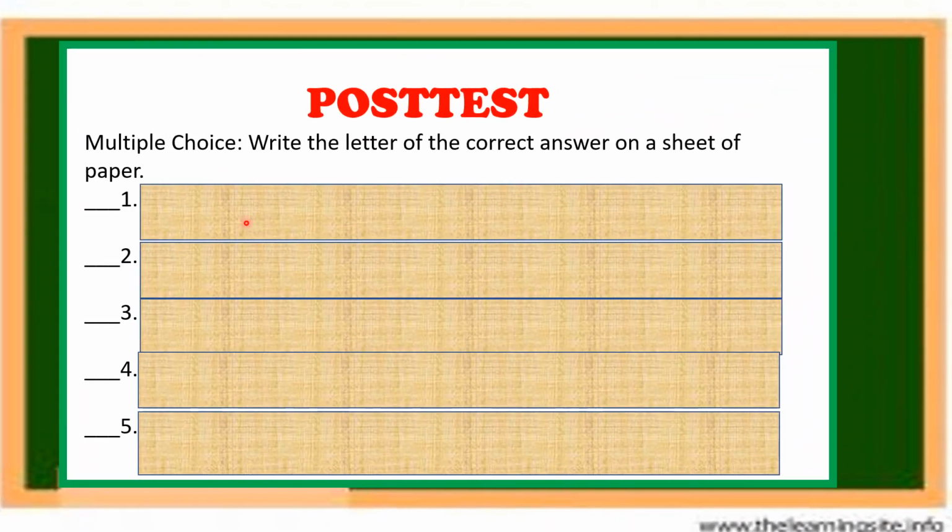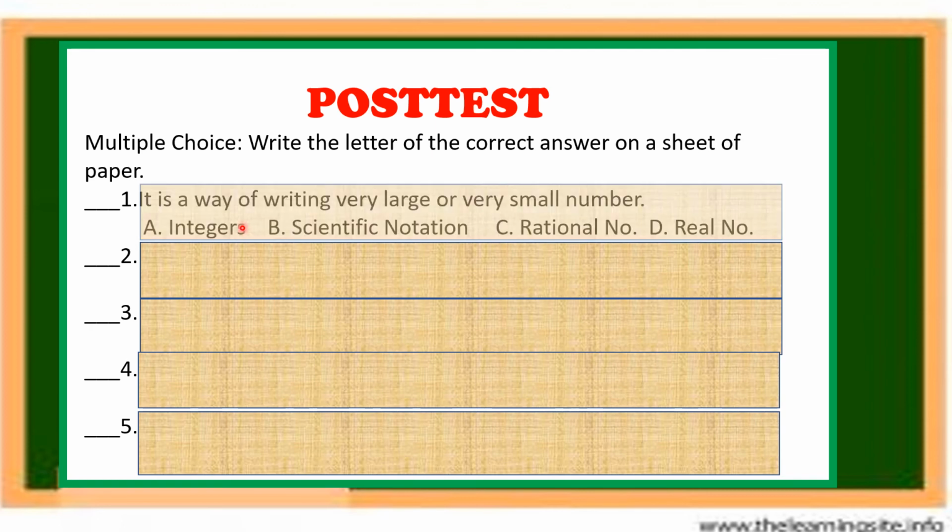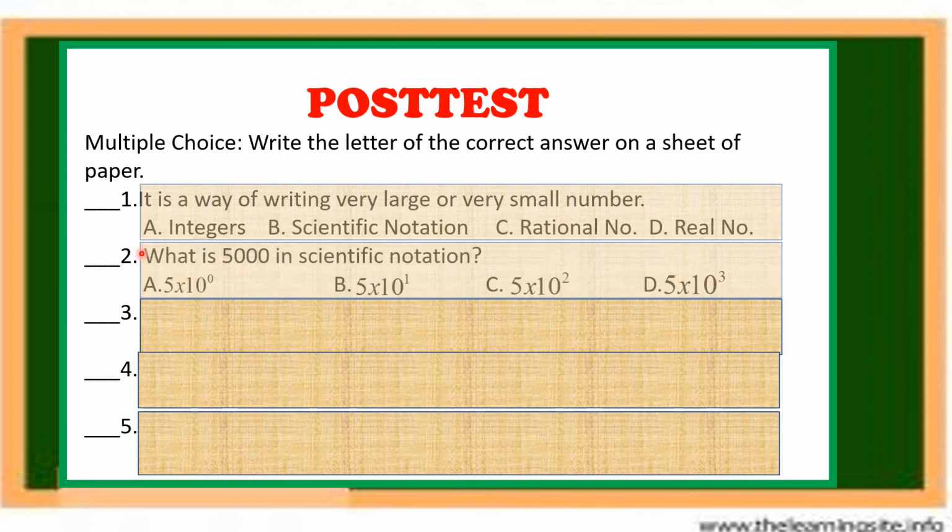We have our post-test, multiple choice. Write the letter of the correct answer on a sheet of paper. Number 1. It is a way of writing very large or very small numbers. Letter A, integers. Letter B, scientific notation. Letter C, rational numbers. Letter D, real numbers. Number 2, what is 5,000 in scientific notation?